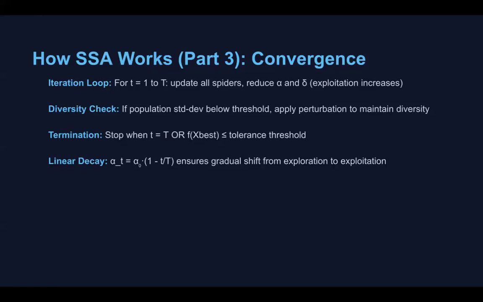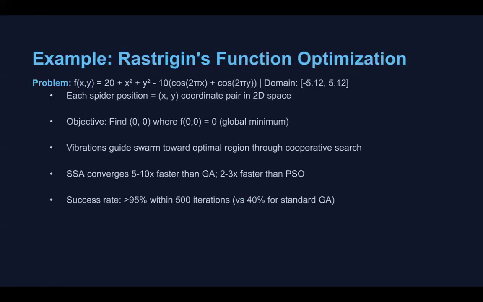Yeah. Here's a benchmark example using Rastrigin's function, which is a tough multimodal landscape with lots of local minima. Here, each spider represents an XY coordinate in a 2D space, and the goal is to reach the global minima, which is present at the origin. SSA works well here because vibration helps the swarm move towards the promising region instead of getting stuck. In experiments, SSA converges 5 to 10 times faster than GA and 2 to 3 times faster than the PSO algorithm, with over 95% success rate within 500 iterations.